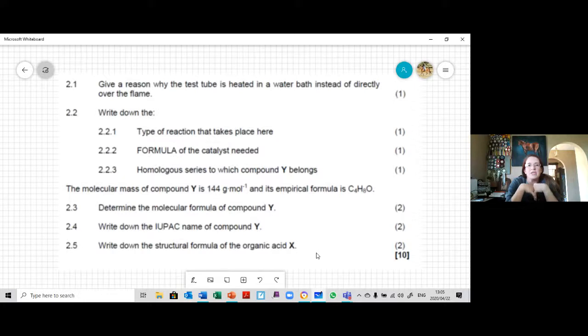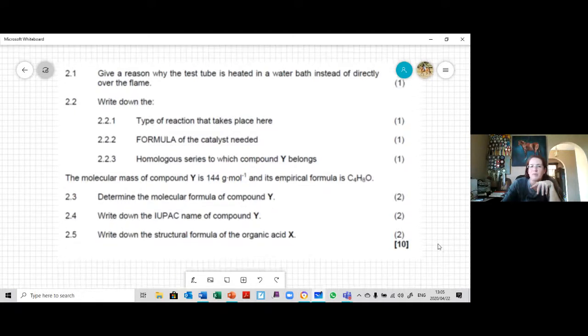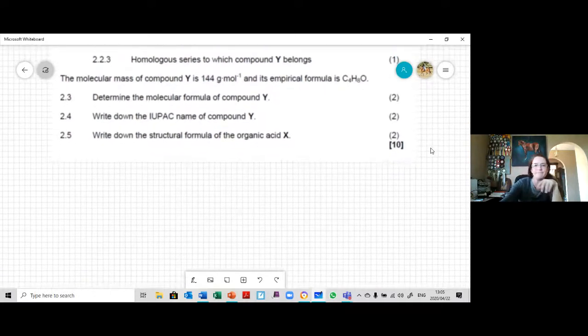2.1, give a reason why the test tube is heated in a water bath instead of directly over a flame. Now I remember when we marked this question, a lot of people answered the test tube is flammable. Guys, test tubes are not flammable, it's made from glass. The contents of the test tube is flammable.